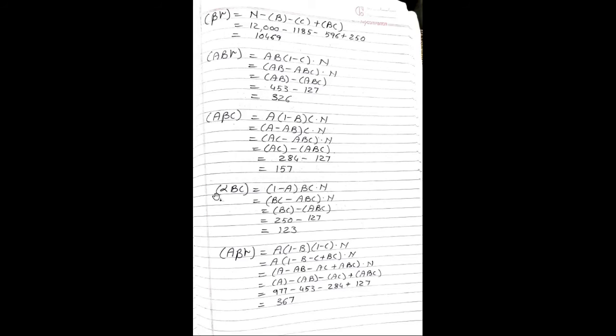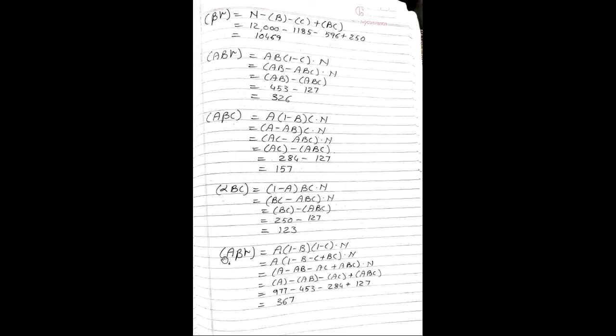Next value, alpha BC. Alpha can be written as 1 minus A, BC as it is, dot N. So multiply by BC. The formula is BC minus ABC dot N, which is nothing but frequency of class BC minus frequency of class ABC. So we can consider 250 minus 127. The answer is 123.